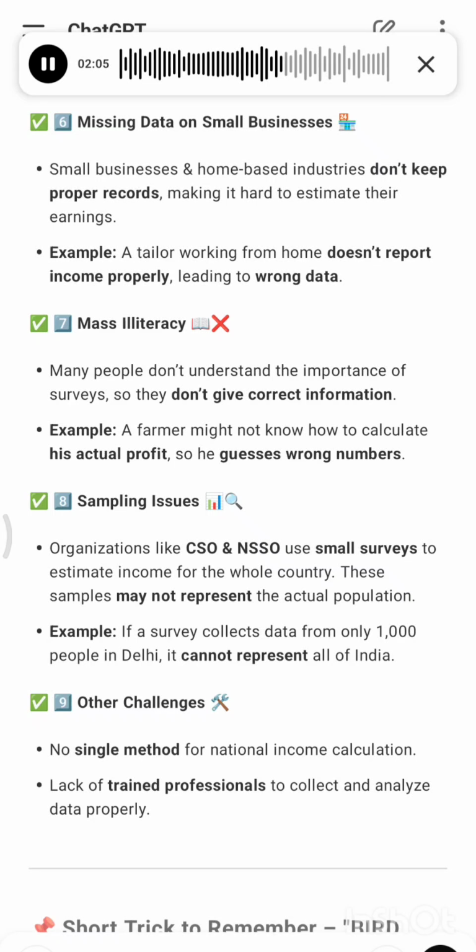7. Mass illiteracy. Many people don't understand the importance of surveys, so they don't give correct information. Example, a farmer might not know how to calculate his actual profit, so he guesses wrong numbers.